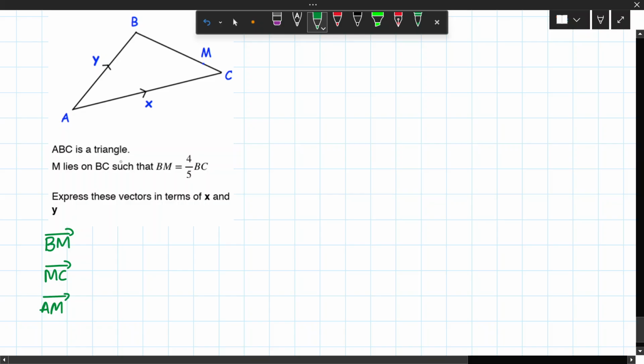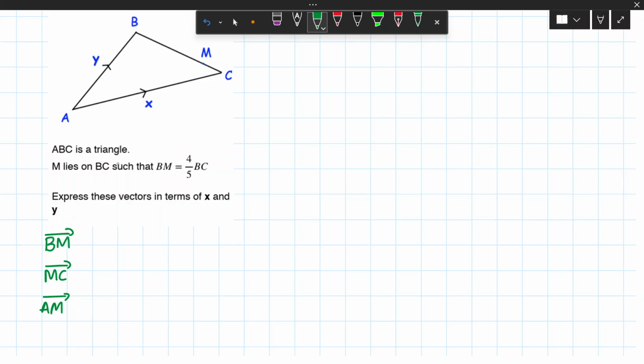I also need the vector BC. The first thing that we know is BM is 4/5 of BC. So I know this is 4/5, and this little tiny part here is 1/5 of the full vector. If I want to find BM, I should know what BC is, because I know BM is 4/5 of BC. But I don't know what BC is. So first let's find BC.